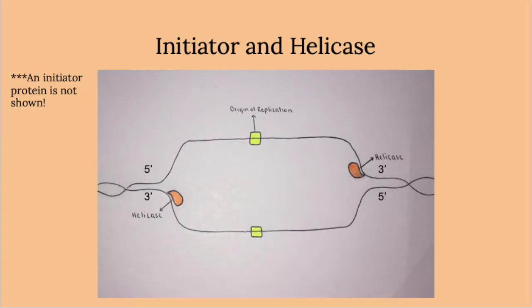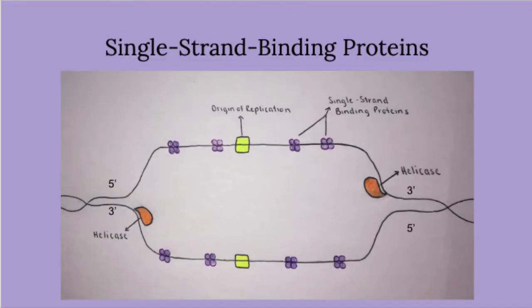An initiator protein binds to the origin of replication and is used to locally unwind a small portion of DNA. This allows the enzyme helicase to bind at the replication forks. Helicase unwinds and unzips the double-stranded DNA molecule by breaking the hydrogen bonds between the DNA nucleotides. Single-strand binding proteins stabilize the DNA by binding to each single strand of DNA. It coats the strands and prevents them from recombining and forming hydrogen bonds again.